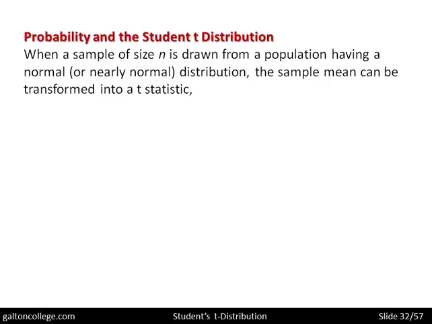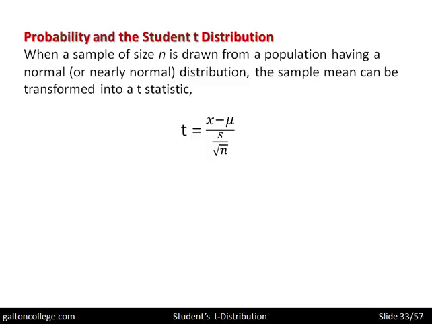Now, probability and the student t-distribution. When a sample of size n is drawn from a population having a normal or nearly normal distribution, the sample mean can be transformed into a t-statistic. So having drawn a sample from a population that is normal or nearly normal, and having drawn a good size sample, let's say 40, 45, 50 even, then it can be transformed into a t-statistic. And that's the formula for it.